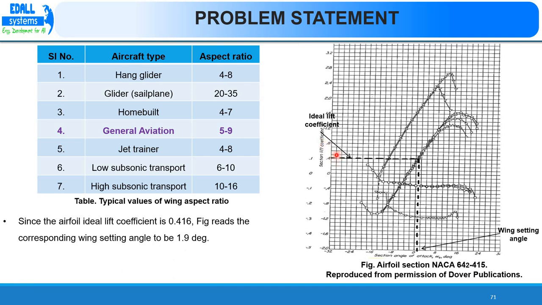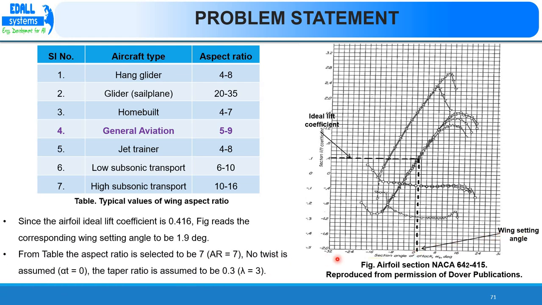The ideal lift coefficient of the airfoil is calculated, that is 0.416. The corresponding angle for this ideal lift coefficient value is 1.9 degree, which is the wing setting angle. As mentioned in the problem statement, the aircraft type is general aviation aircraft.